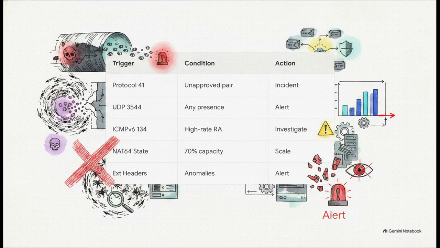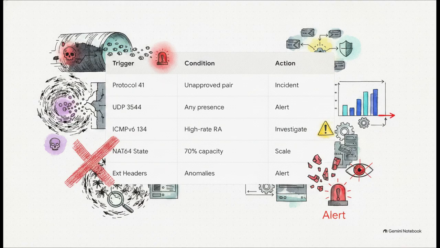If you see a flow between an unapproved source and destination pair, that's not just a quirk, that's an active security incident. Keep an eye out for UDP port 3544 too. That indicates Teredo tunneling. Modern environments completely deprecate Teredo. Even Windows disables it by default nowadays, so if it pops up, trigger an immediate alert. It's a classic firewall bypass attempt.